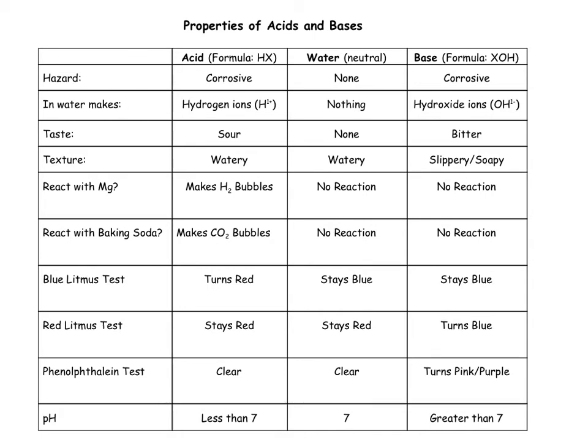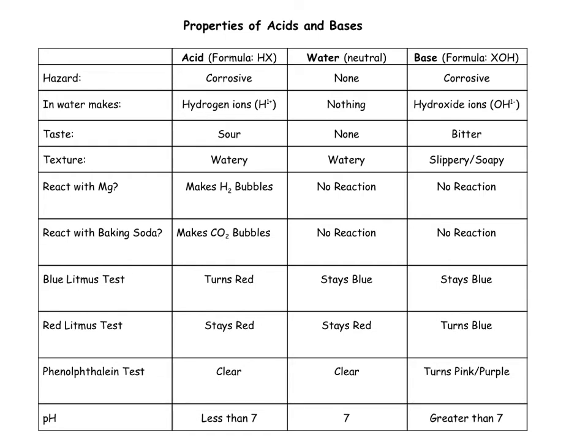What you can do is take this chemical called litmus, soak some paper in it, let it dry, and you can have two different kinds of litmus paper, blue litmus and red litmus. If you have some blue litmus paper and you dip it in an acid, it'll turn red. If you dip it in something neutral or in something basic, then it stays blue.